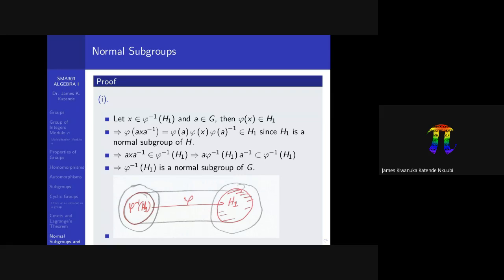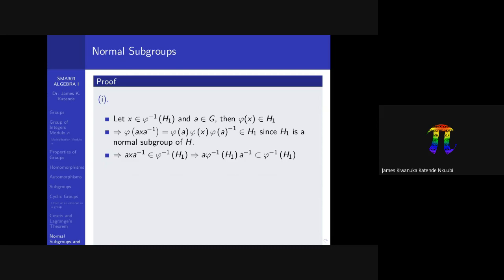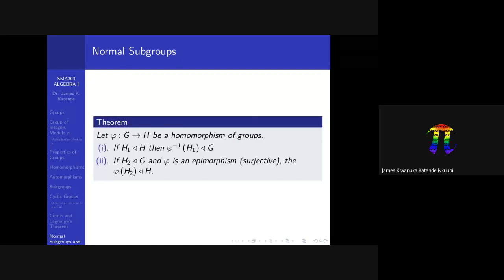So we move to prove the second part. So I'll go back to the theorem so that we can be clear on what we are proving. So the second bit, we are claiming that if H2 is a normal subgroup in G, and the map is surjective, this homomorphism is surjective, then the image of this subgroup of G will also be a normal subgroup of H.